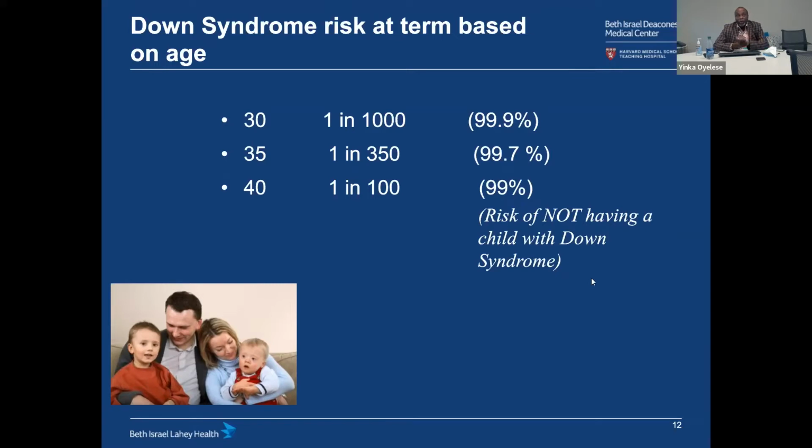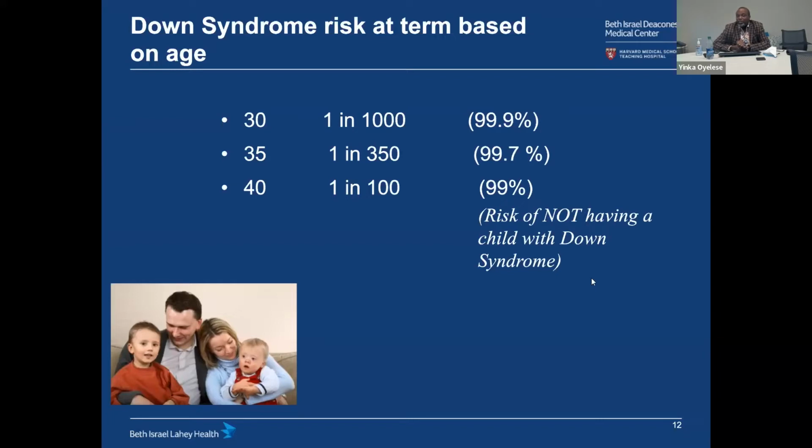Well, if you look at term, at the age of 30, the risk of having a baby with Down syndrome is approximately 1 in 1,000. This is a very easy formula to remember. It's actually more like 1 in 900, but it doesn't matter. At age 30, 1 in 1,000. At age 40, 1 in 100. At age 35, 1 in 350. So 35 was the first cutoff at which women were offered an amniocentesis.